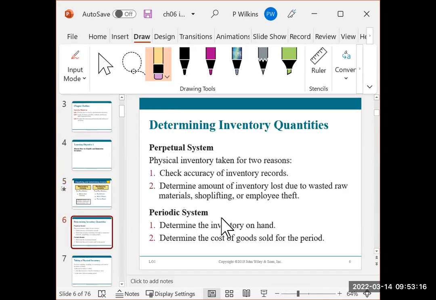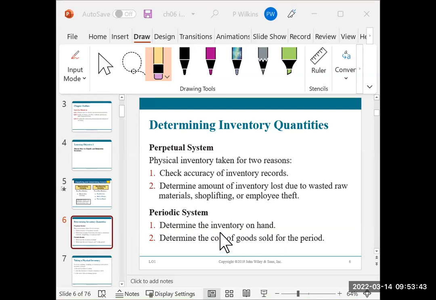Okay, in chapter 5, we looked at the perpetual inventory system, and that's where we update the inventory every single time we make a sale. That is called a perpetual system, okay? It perpetually updates. We then do inventory counts periodically in order to make sure that things are accurate.